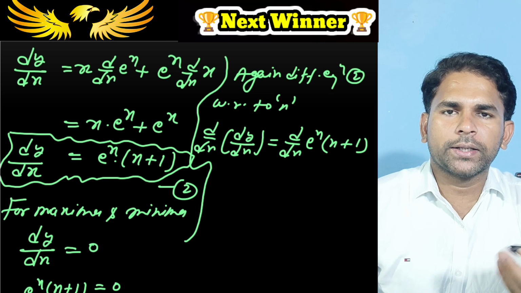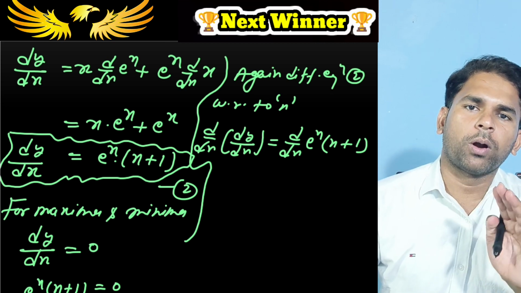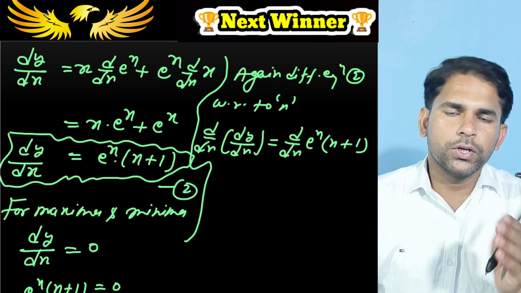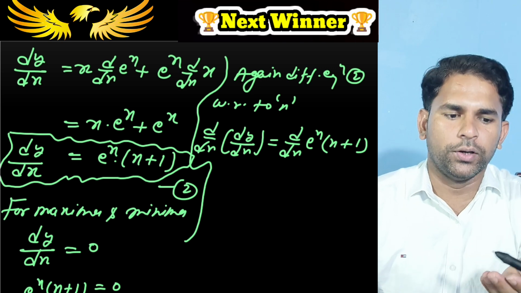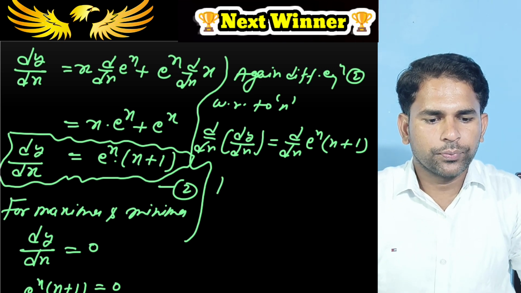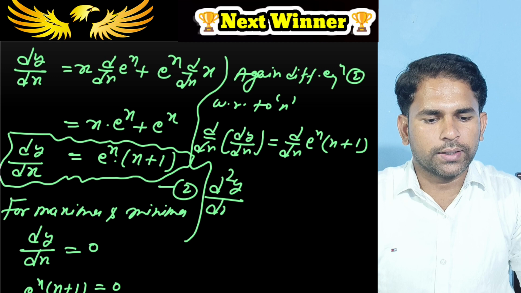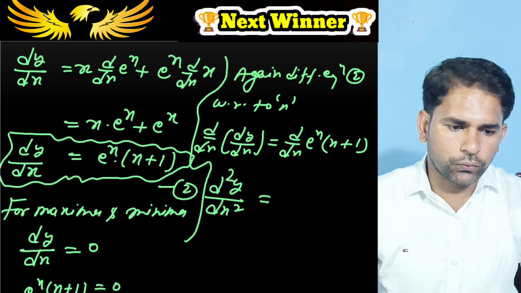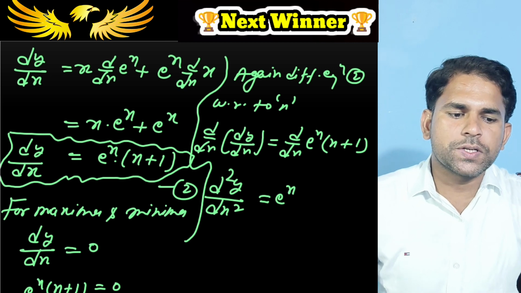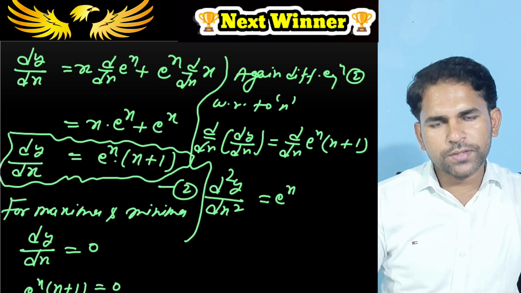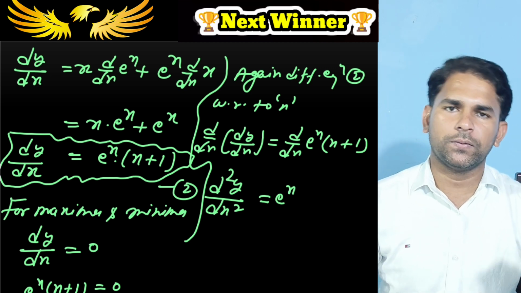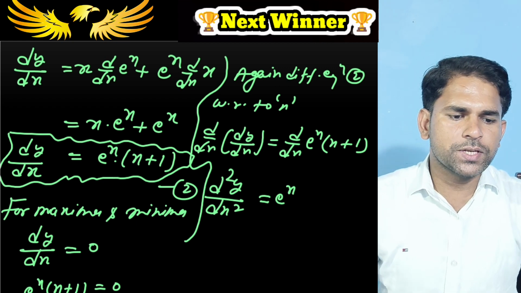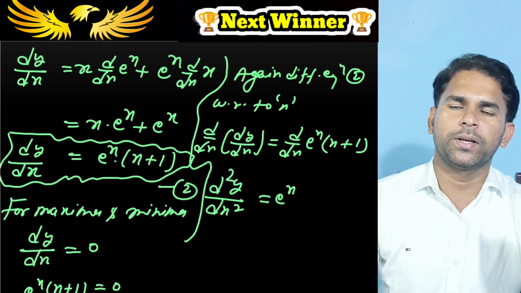If you have good practice, you can differentiate directly, no problem. But if you are a beginner, no issues, please do it slowly. Okay, so now you can write d square y over dx square is equal to, here first differentiate second: e power x, then the differentiation of x with respect to x gives 1, and the differentiation of 1 with respect to x gives 0.